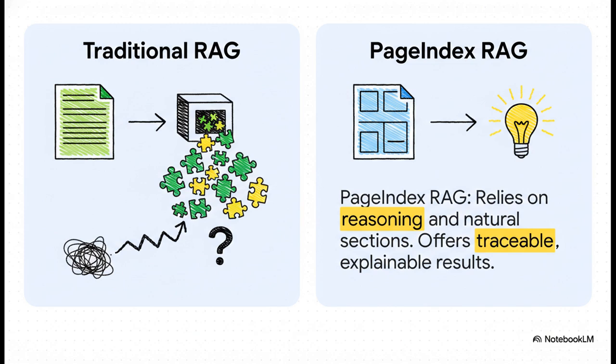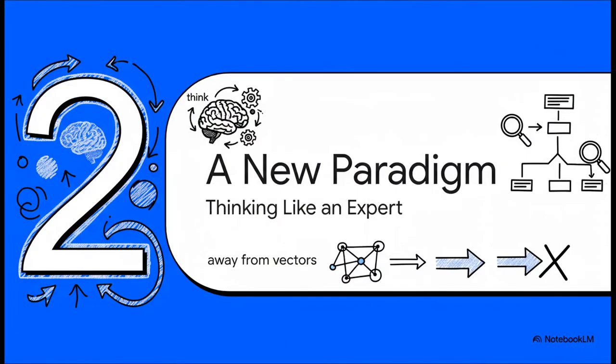But then look at the right. PageIndex. It's built on reasoning. It uses the natural sections of a document, which means, and this is huge, no more artificial chunking. And the results? They're traceable, they're explainable, because it's not about vibes anymore. It's about logic. And that brings us to the real core idea behind PageIndex.